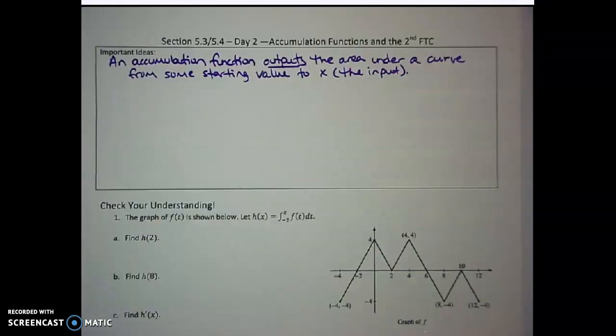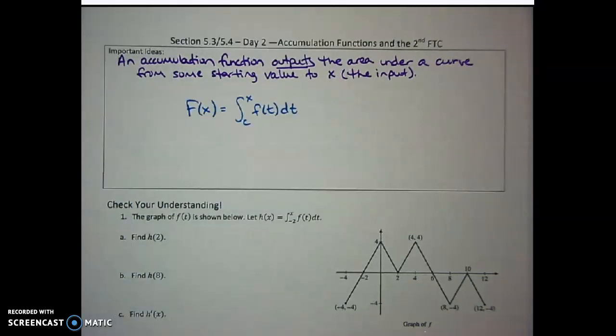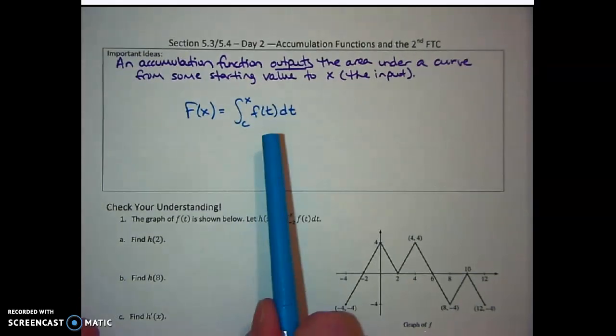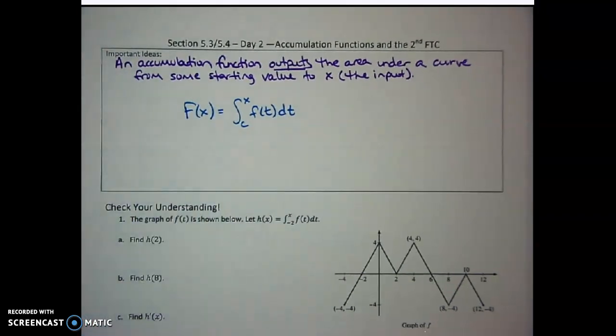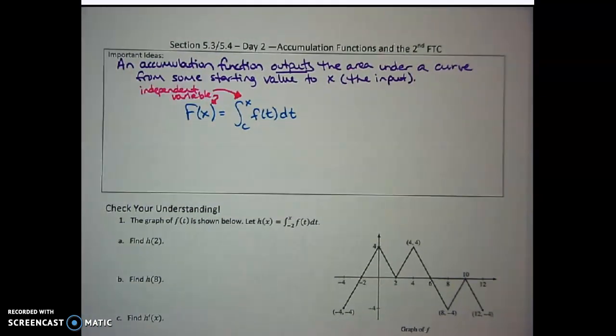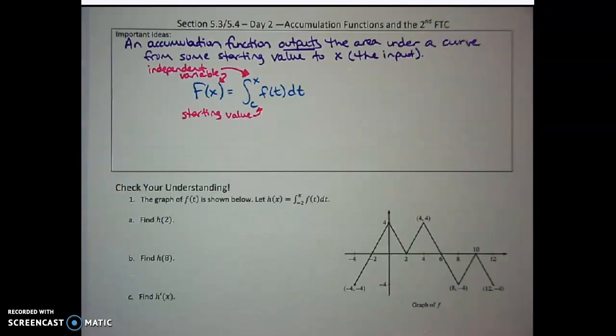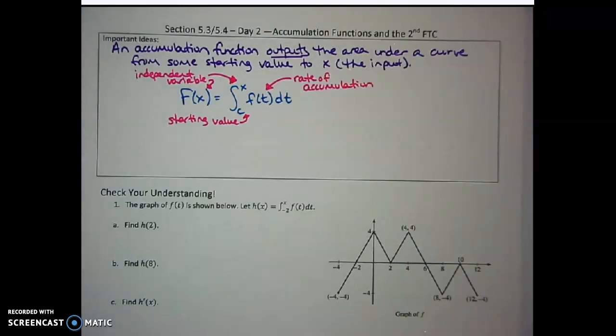So an accumulation function outputs the area under a curve from some starting value to x, the input. Notationally, this is what we have. So when we take the integral, when we find that area, you'll notice we now use a capital F for that notation. You'll please notice that the x is my independent variable, c is my starting value, and f of t is my rate of accumulation.